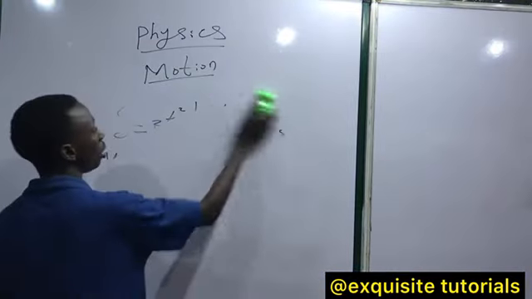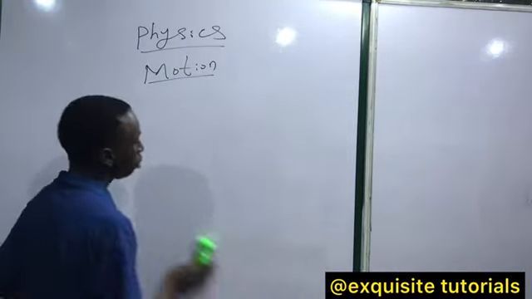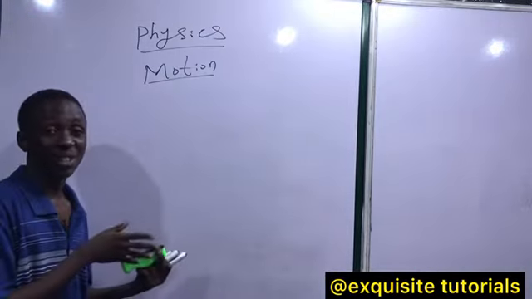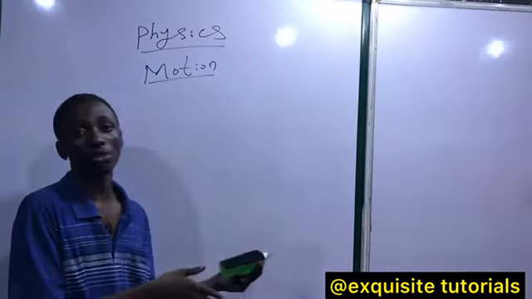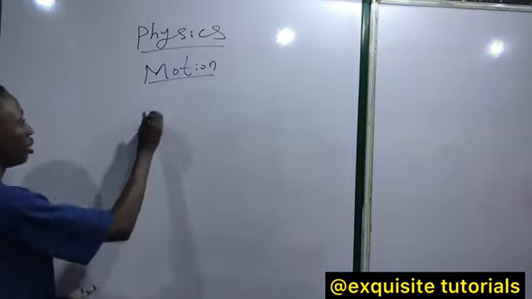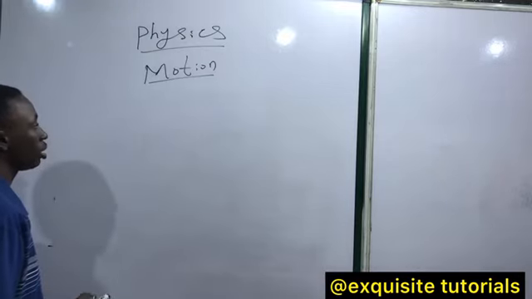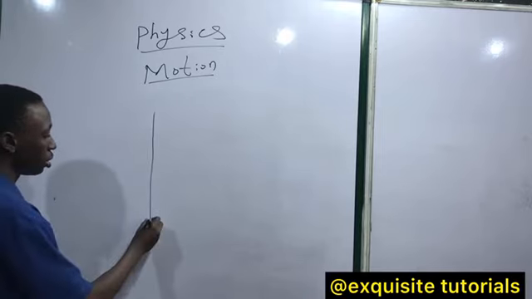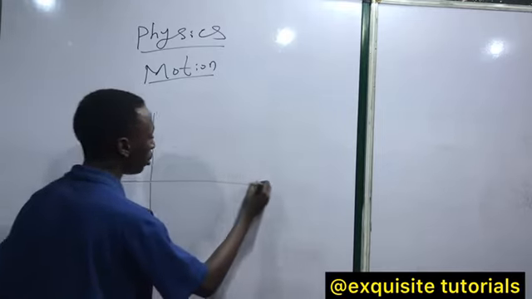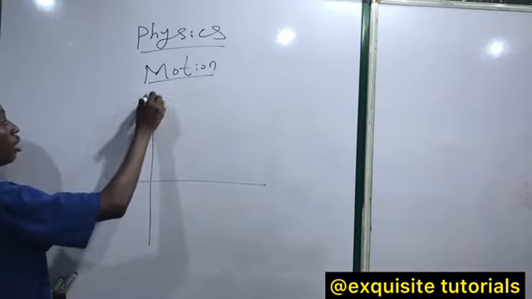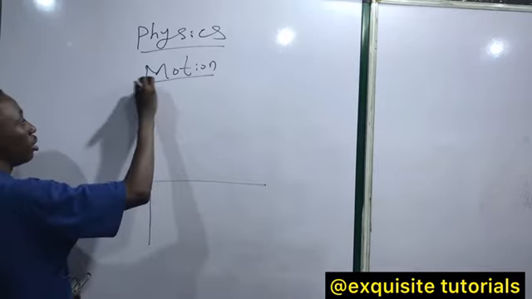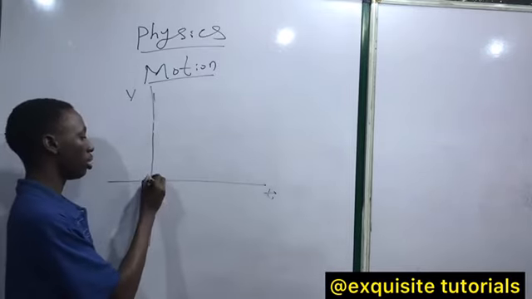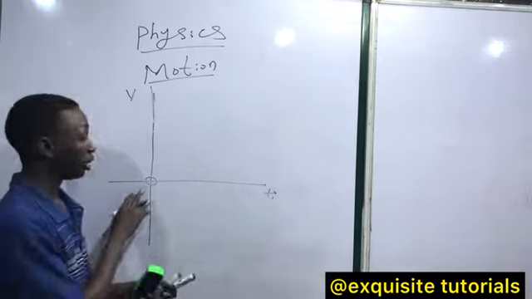So next, we're going to be looking at the velocity time graph. Now, velocity time graph is simply the graph of velocity against time. So if we have a graph, let's say we have a graph like this, a graph of velocity against time. Of course, my 0 will be here as the origin.